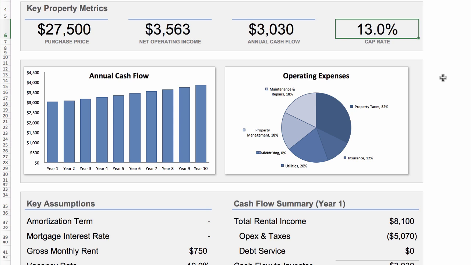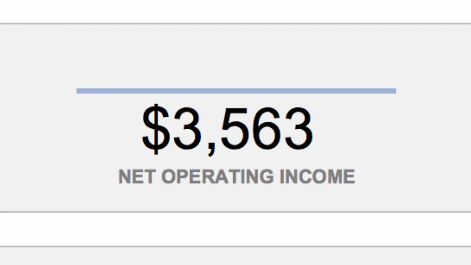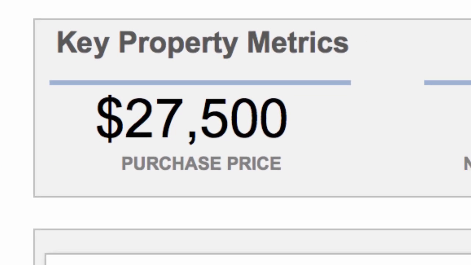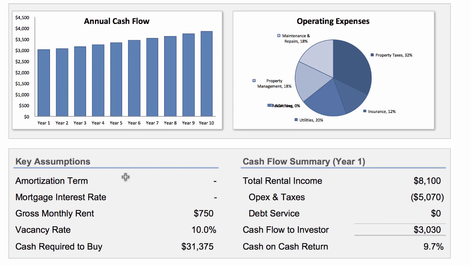And then the cap rate, that's another thing that a lot of investors and bankers are going to be very interested in knowing. That's your net operating income divided by your purchase price. And then moving on here to the key assumptions and cash flow summary. These are pretty straightforward numbers here, and there's not a lot going on because we're not including financing here.